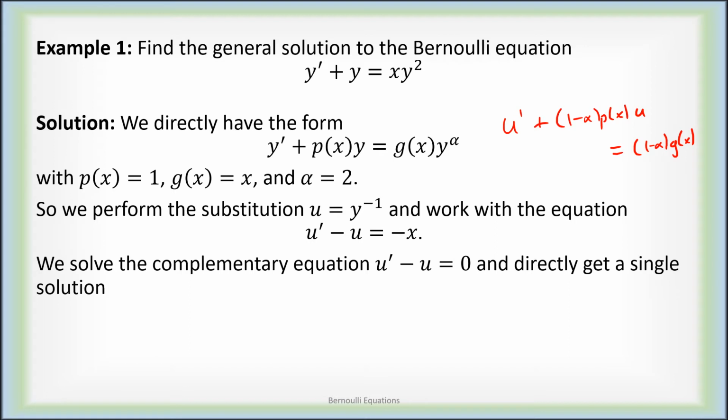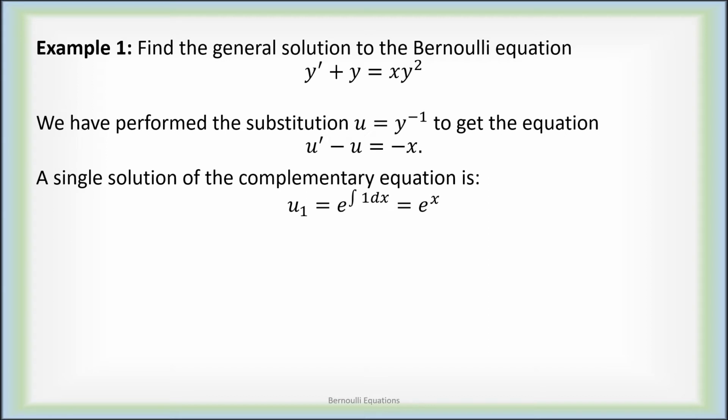Okay, now we have a linear first-order inhomogeneous equation. How do we solve that? We begin by solving the complementary homogeneous equation, u prime minus u equals 0. This directly gives us a single solution. Notice that if you move the u over, you get u prime equals u, and we all know the solution to that is u equals e to the x. You can also just solve it using the techniques that we learned earlier.